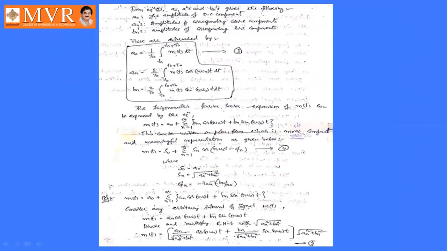So an by square root of an square plus bn square into cos n omega naught t, plus bn by square root of an square plus bn square into sin n omega naught t, and we multiply by the square root of an square plus bn square. There is a right angle triangle with sides an, bn, and hypotenuse square root of an square plus bn square, with the phase angle phi n. So equation 3 can be represented as cos phi n into cos n omega naught t plus sin phi n into sin n omega naught t, into square root of an square plus bn square.